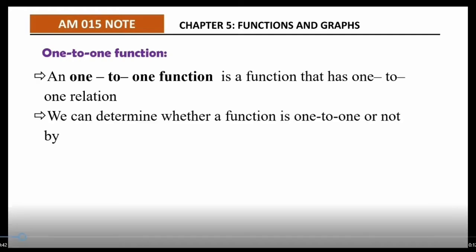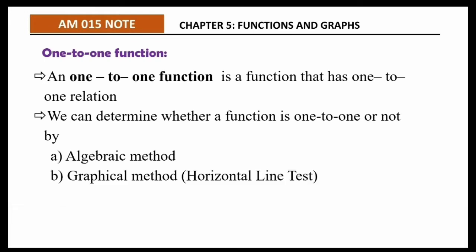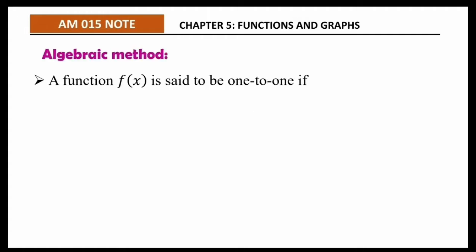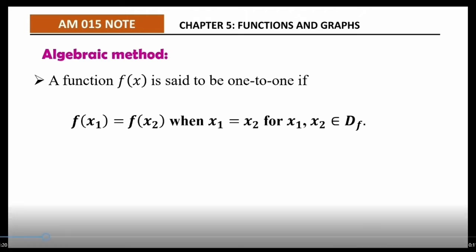We can determine whether a function is one-to-one or not by using two methods. First, the algebraic method, and second, the graphical method using the horizontal line test. For the algebraic method, a function f(x) is said to be one-to-one if f(x1) equals f(x2) implies x1 equals x2, for x1, x2 in the domain.